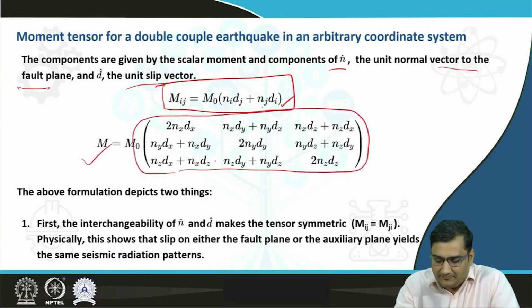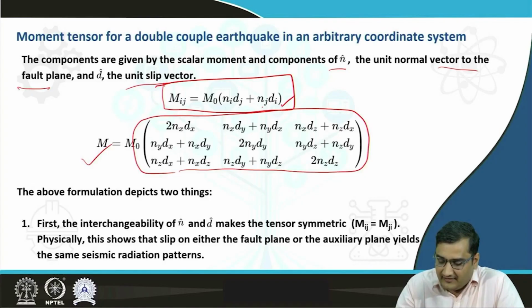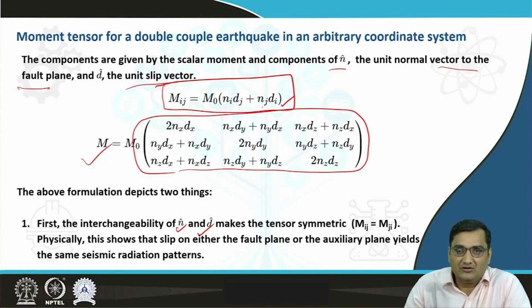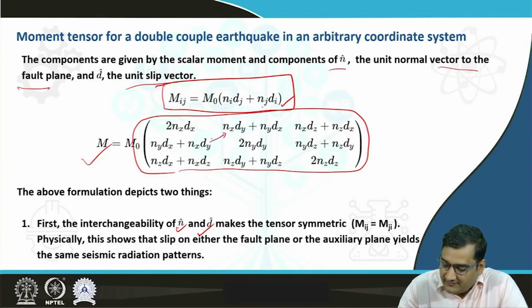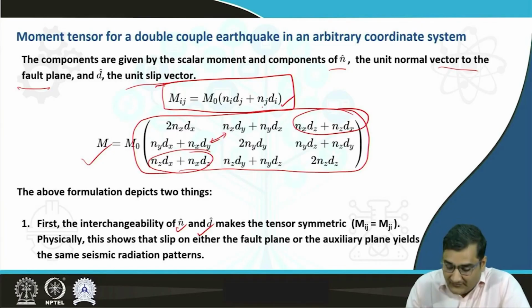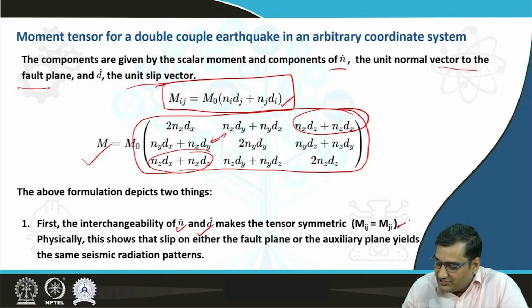And this particular thing says that if you interchange n with d, because the tensor is symmetric in nature, then the tensor remains symmetric and Mij becomes equal to Mji. So basically these terms will be equal to each other. Likewise, this term will also be equal, and likewise there are other terms as well. So the interchangeability of n cap and d cap makes the tensor symmetric. That means Mij is equal to Mji.